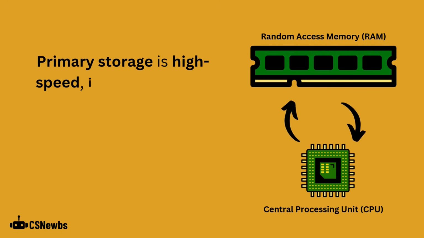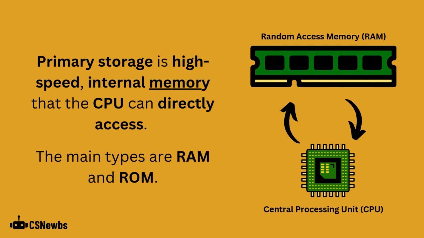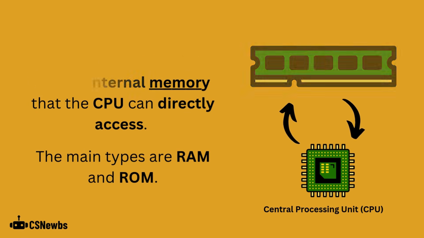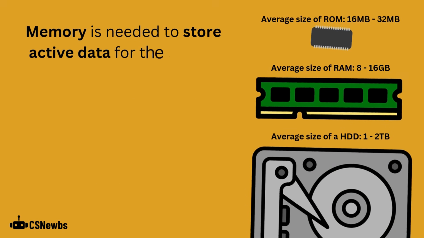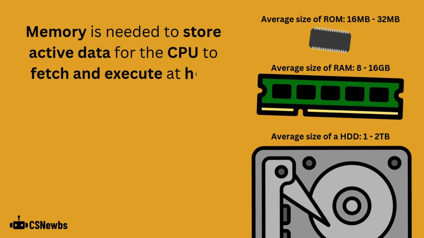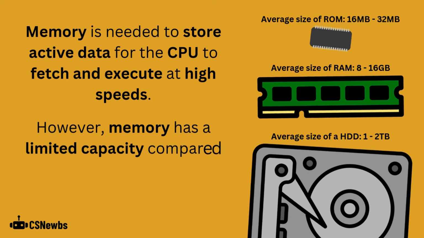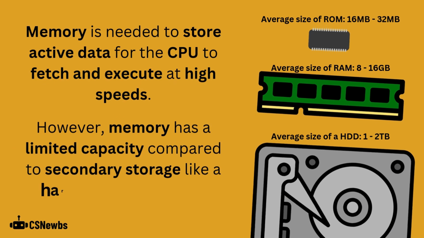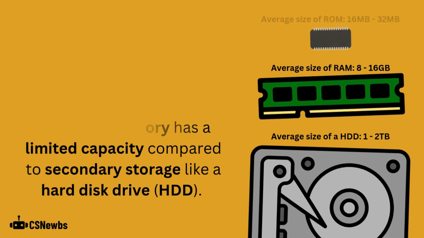Primary storage is high-speed internal memory that the CPU can directly access. The main types are RAM and ROM. Memory is needed to store active data for the CPU to fetch and execute at high speeds. However, memory has a limited capacity compared to secondary storage like a hard disk drive. ROM is usually measured in megabytes, RAM in gigabytes, and hard drives in terabytes.